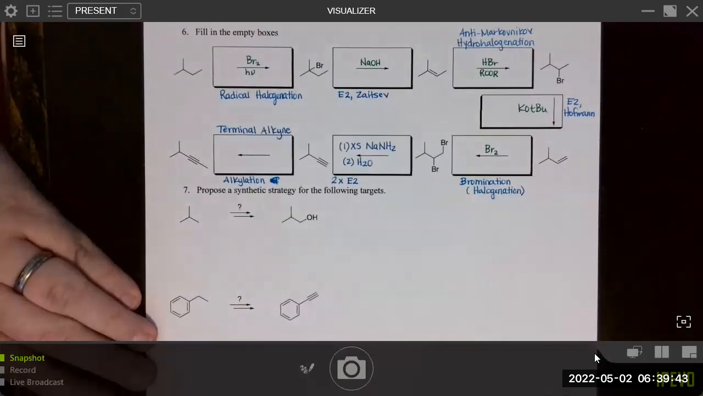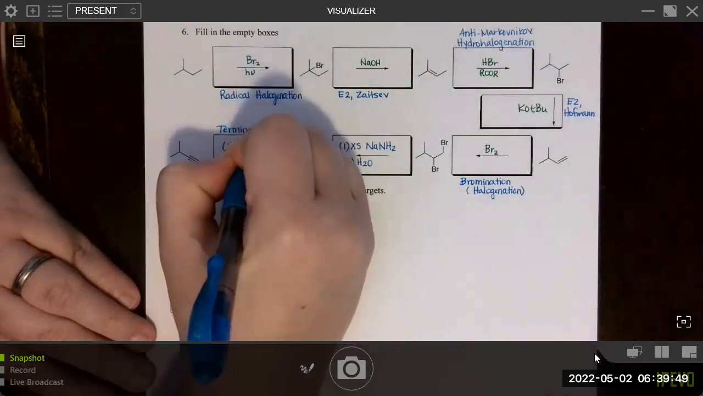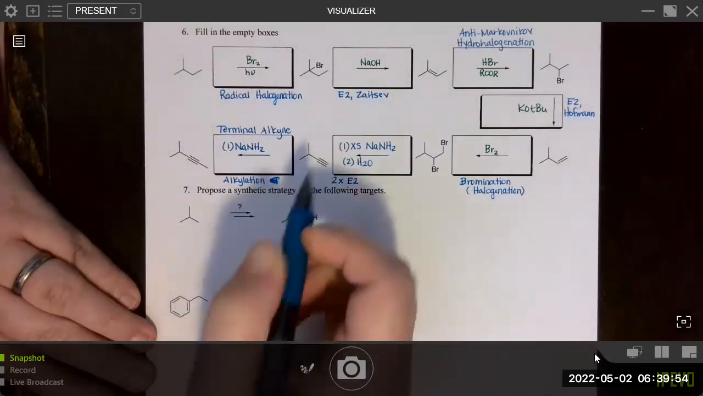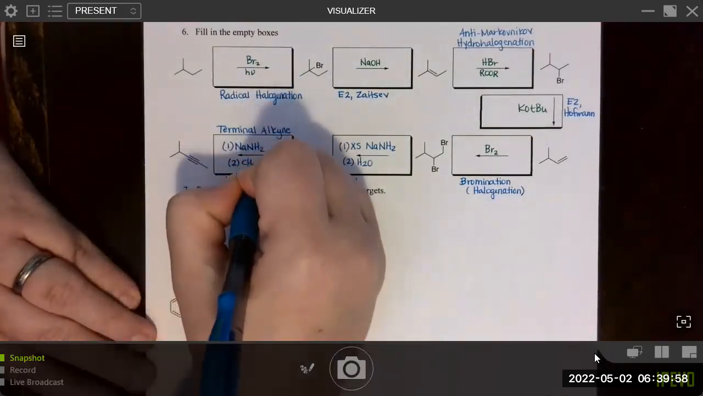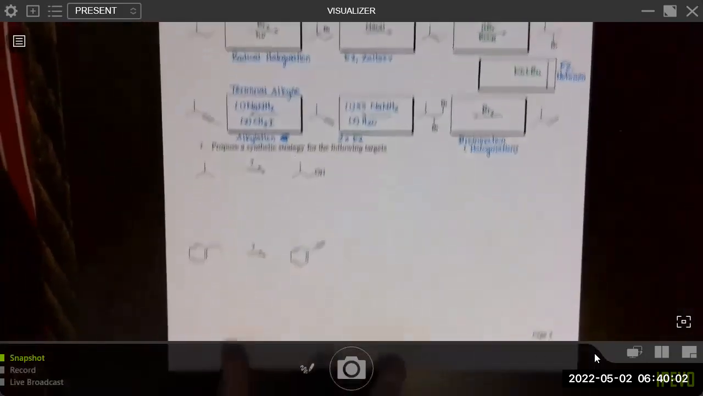And so that's a reaction from this chapter as well. So we want to use just 1 equivalent of NaNH2 to deprotonate that, followed by, we're just adding a methyl group, so methyl iodide. Okay.